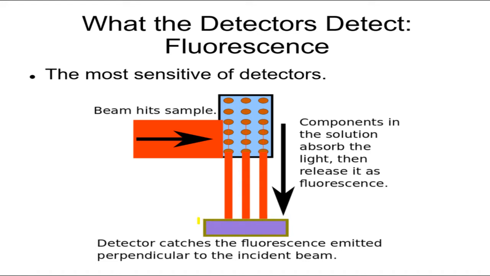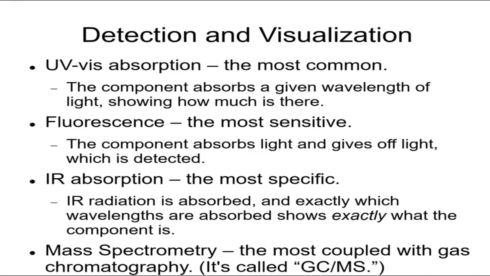When it detects that different light, it knows something's coming through. And this is very, very sensitive. The fluorescence detectors are very, very sensitive. We can detect even minute amounts of our component in there. So that's why we can use fluorescence detectors. But once it detects it, it appears as a peak in the chromatogram.